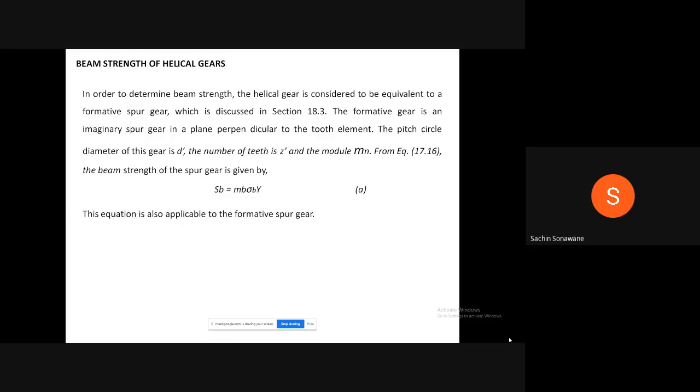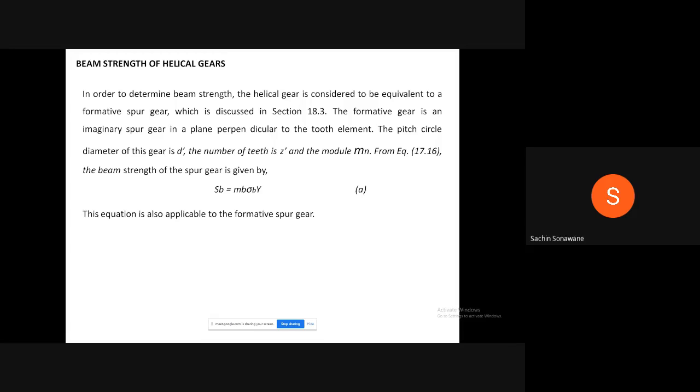In the morning, we have seen force analysis of helical gear and we have solved a problem on force analysis also. Now we will see beam strength of helical gears, wear strength of helical gears and effective load on helical gear, and then we will solve one problem.